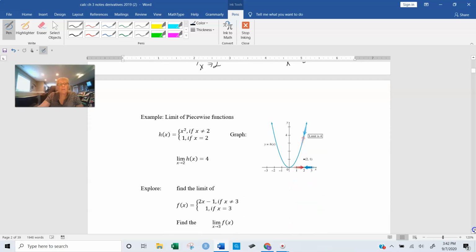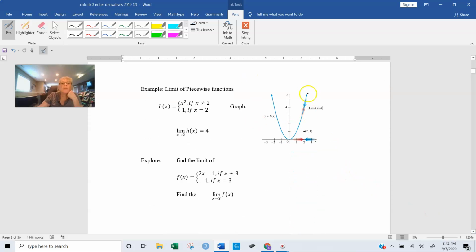Okay, piecewise functions. So now I've got x squared. I'm going to tell you that it can't have a value at 2 just because I decided. All right, so there's no value at 2. So at 2, I'm going to put an open circle. But at 2, I'm going to give it a weird value, and I want it to be 1. All right, now let's look what happens.